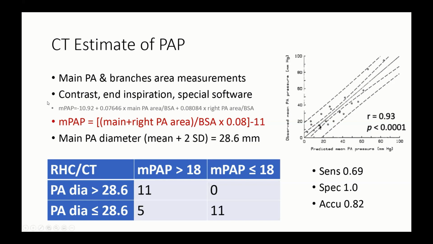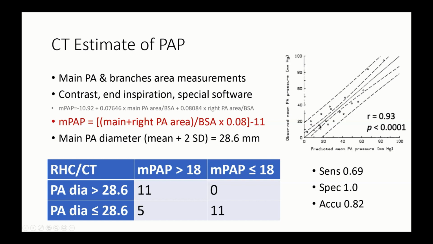So again, in this study, contrast was used. In the earlier study, the study was done without contrast. The CTs were assessed during end inspiration, and using special software to calculate the area of the arteries, they came up with a regression equation that looks like this. It's pretty complicated, but I simplified it here as the main pulmonary artery pressure equals the areas of the right and the main pulmonary arteries divided by body surface area times 0.08 and the total minus 11.